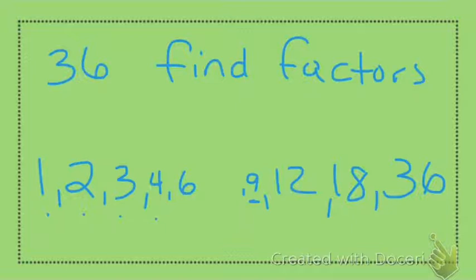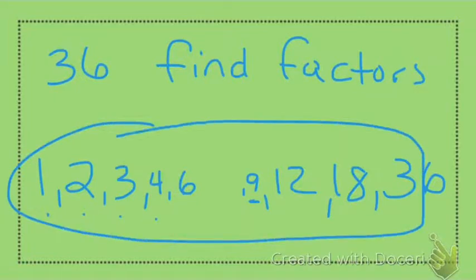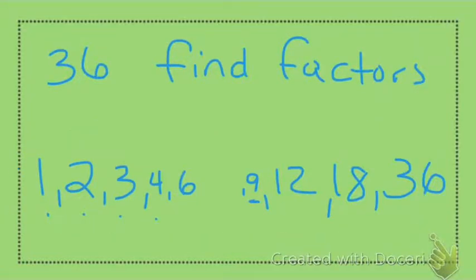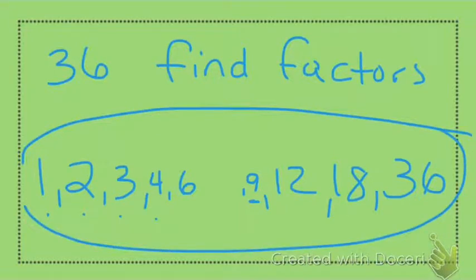Okay. So my factors are 1, 2, 3, 6, 9, 12, 18, and I skipped out that little 6 at the end, 36. All right, so that's how we do factoring.